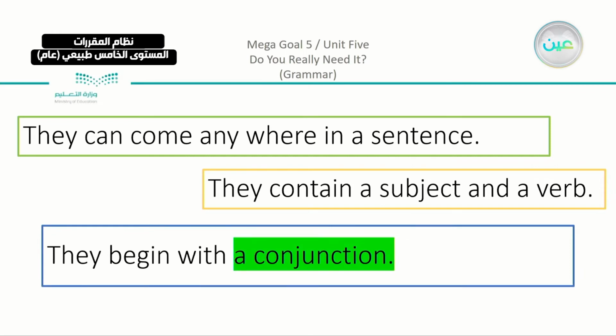They begin with a conjunction. So how do you know that this is an adverb clause? Because it begins with a conjunction, which is going to be the second part of our lesson. So now you know that there is something called an adverb clause. You know the difference between a dependent and independent clause. You know that a small comma is put if the adverb clause is at the beginning.